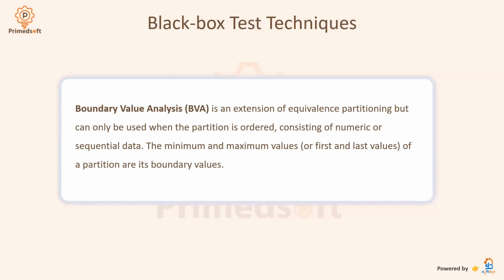Boundary value analysis, or BVA, is an extension of equivalent partitioning, but can only be used when the partition is ordered, consisting of numerical or sequential data. The minimum and the maximum value, or first and last, of any partition are its boundary. Do you get what I'm saying? So the minimum and the maximum, or the first and last of any partition, are its boundary values.